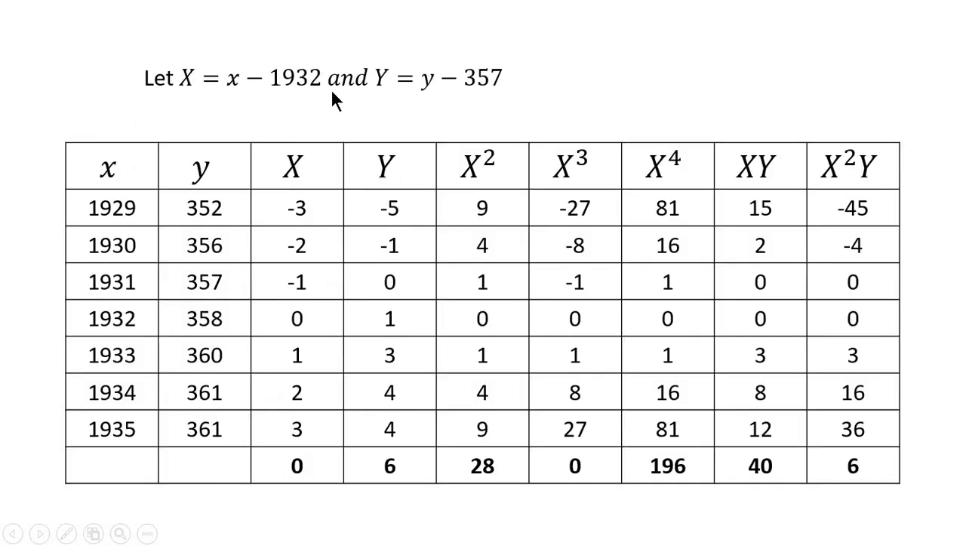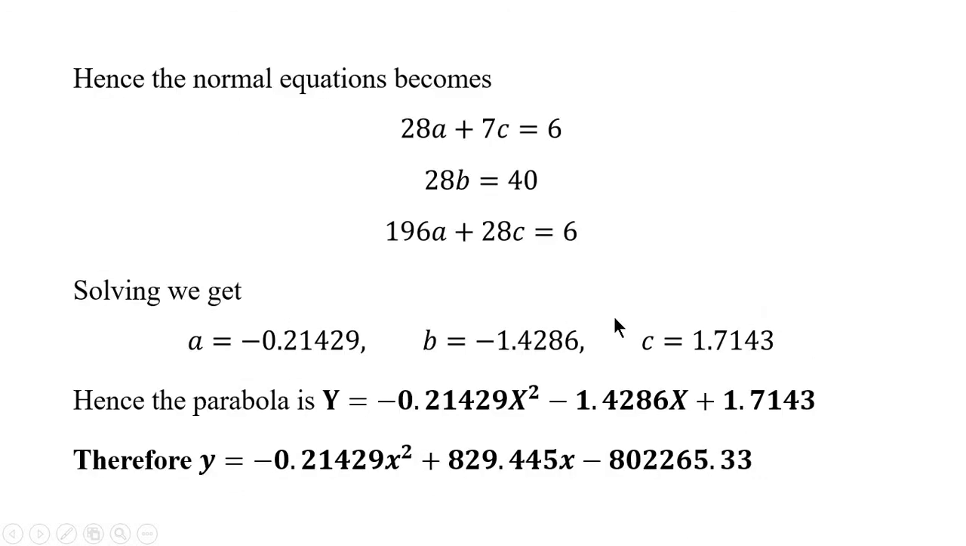So I am taking n as 7 here. By choosing capital X and capital Y, by choosing an origin for x as 1932 and for y as 357, you can take any values from the table you like. So I have computed capital X, capital Y. You can see they are very small in number. So similarly compute capital X square, capital X cube, capital X raised to 4, XY and capital X square Y. After computing these sums, substituting in the normal equations in terms of capital X and capital Y, we get the values of a, b, c using calculator.